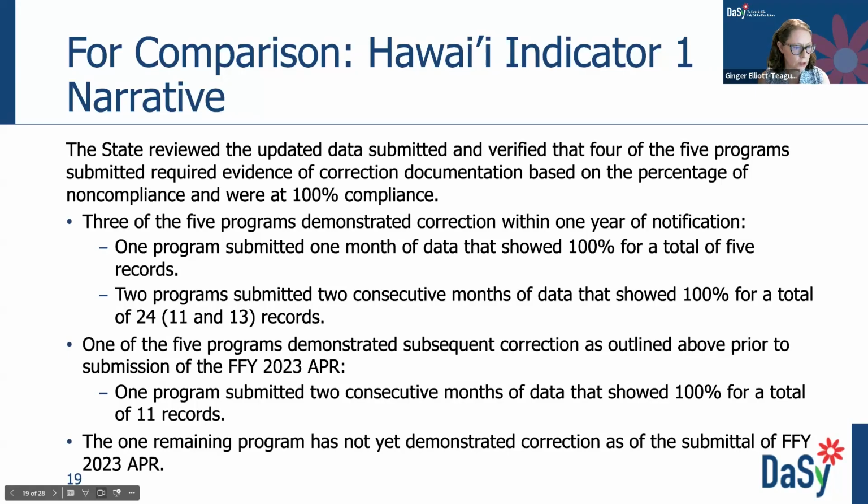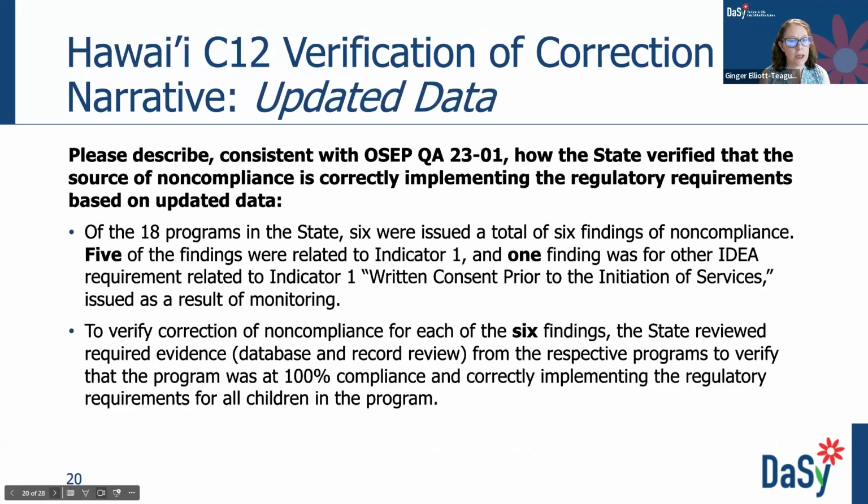So how did they report this in 12? On the next slide, you can see that they started by summarizing those 5 findings. Of the 18 programs in the state, 6 were issued a total of 6 findings of noncompliance. Remember, 1 of those 6 was a related requirement finding about written consent. So 5 of the findings were related to indicator 1, and 1 finding was related to the related requirement. And they summarized how they did that.